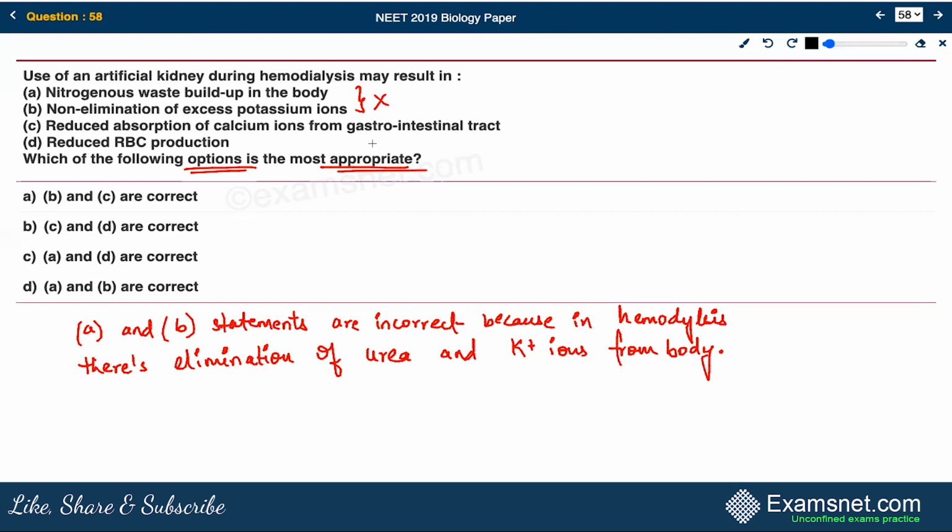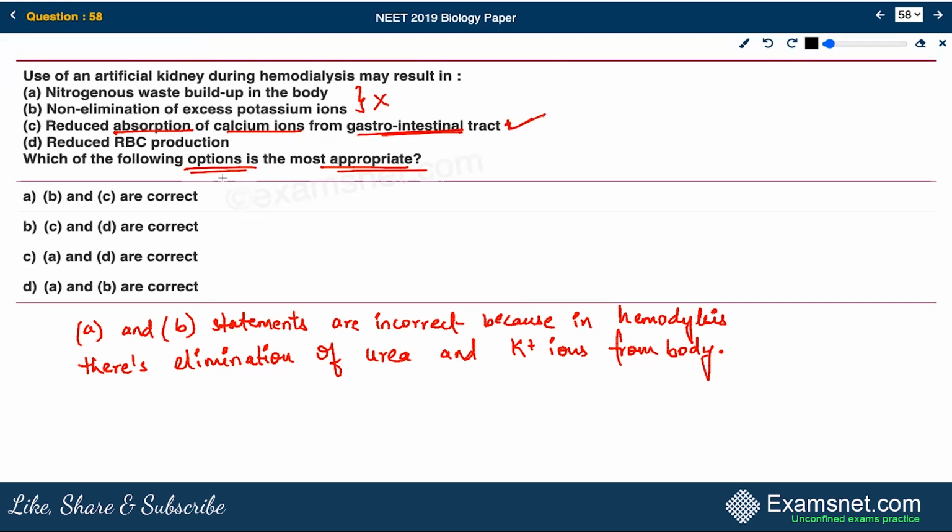This is a correct statement for hemodialysis, because calcium ions are also being eliminated during this process. Since calcium ions are being eliminated, there will definitely be a reduced absorption of calcium ions from the gastrointestinal tract, that means the GIT part of the body. So this is the correct statement.